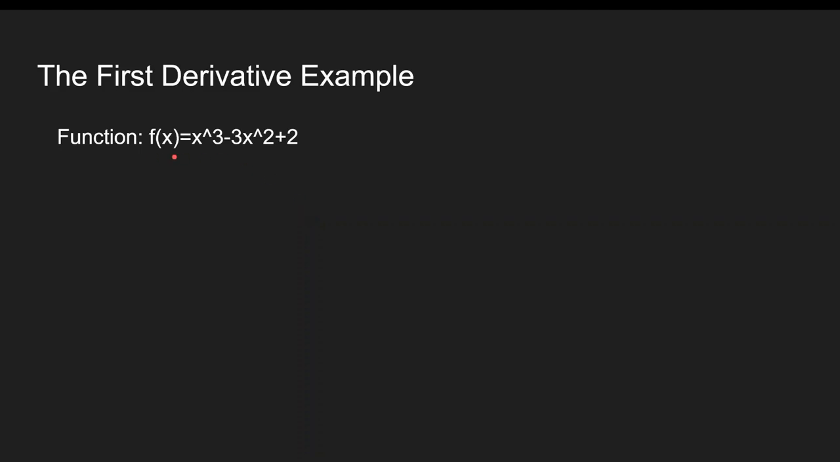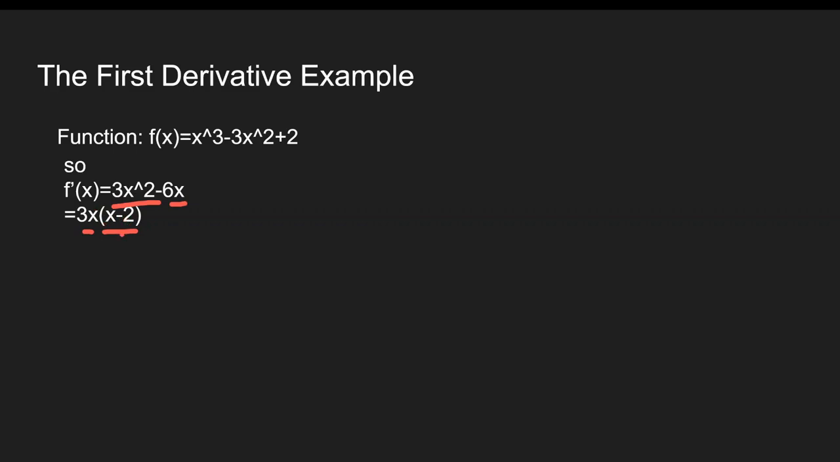All right, let's do an actual example with correct values. Let's take the function f of x is x cubed minus 3x squared plus 2. Let's take the derivative and find f prime of x. We use the power rule and get 3x squared minus 6x. And then we can simplify it into its two factors that are multiplying: 3x times x minus 2.